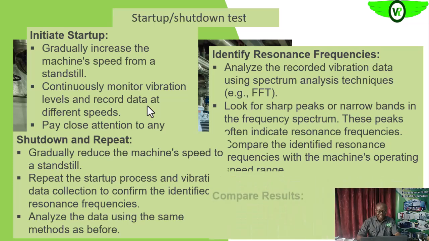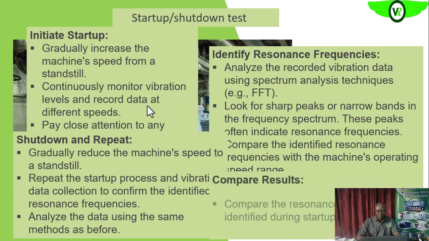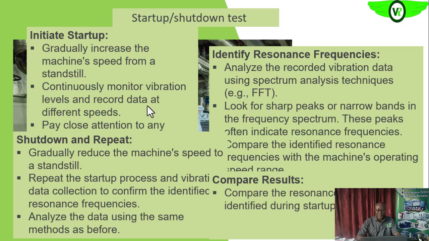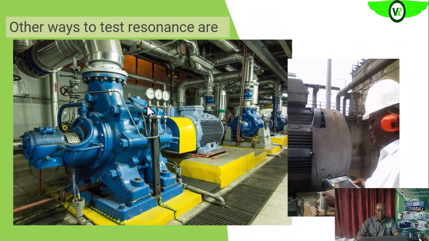So you now analyze the method and compare results. If there are frequencies of interest that you identify during the startup and shutdown, you compare them and verify that these frequencies are consistent before you can conclude if it is resonance frequency that you are looking at. So another way of testing for resonance is the impact test.